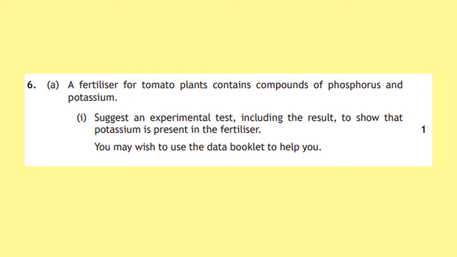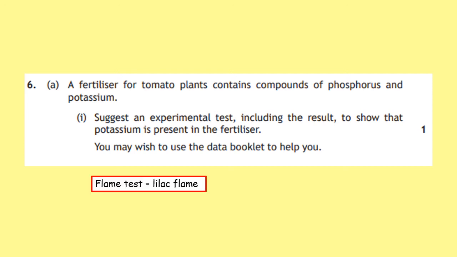Now, a fertilizer for tomato plants contains compounds of phosphorus and potassium. Suggest an experimental test, including the result, to show that potassium is present in the fertilizer. And it's suggesting you might want to use the data booklet to help you. If you're trying this at home, I suggest that you look at page 6 of the data booklet.